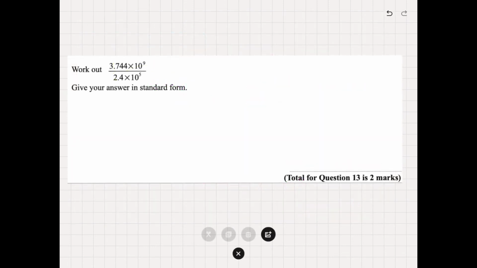Now, division is a bit weird, so we're going to do another example of this one. Work out 3.744 times 10 to the power of 9 divided by 2.4 times 10 to the power of 5. So what we need to do once again is deal with our a values first. Let's do everything in order.